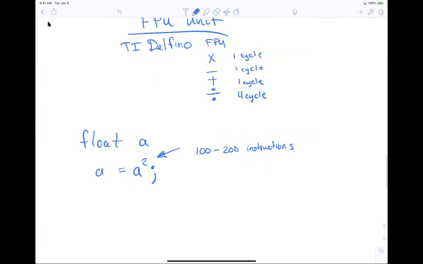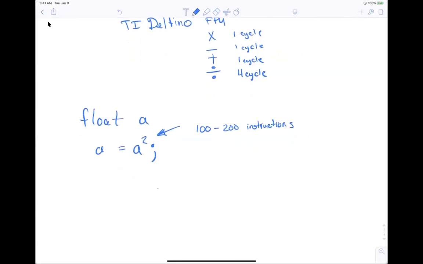Whereas if you had a floating point unit, this may be one instruction for the multiplication and maybe one instruction to store it back into the memory location where A is. So it's very easy to goof up, but hopefully I answered this in an appropriate fashion, Jose. Please let me know if you want more elaboration on that.